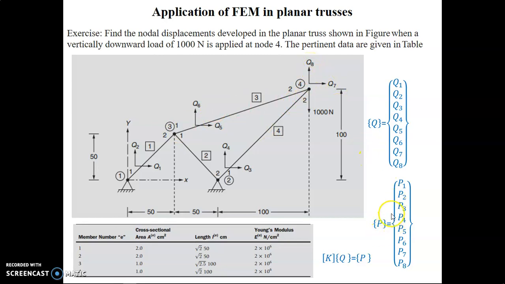Similarly, the load vector can be established as the force acting on the first node in the x direction and y direction, on the second node along the x direction and y direction, and so on. The primary objective here is to obtain the global system of equations in the form KQ equals P, that is, the stiffness matrix times the displacement vector equals the load vector.